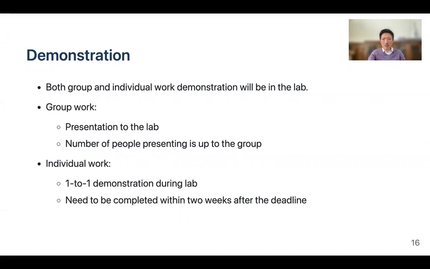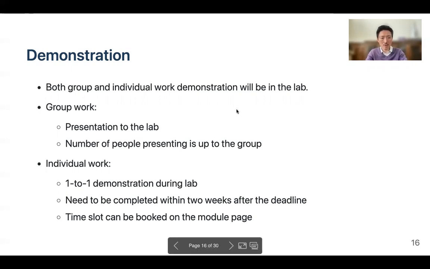Usually we need to complete all the demonstrations of individual work within 2 weeks after the deadline. So if we have a deadline in week 7, then we should finish the individual demonstrations by week 9. What we'll do is have a schedule in the My Learning course scheduler, where each of you can book a specific time for the demonstration.